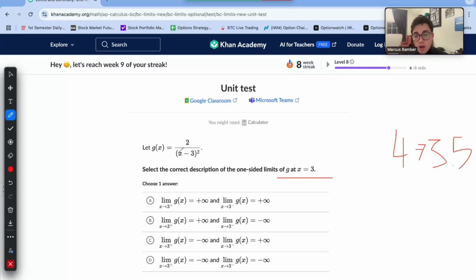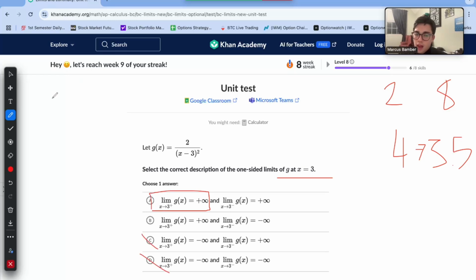So when we have 4 minus 3 is 1, squared is 1, 2 over 1 is 2. So we get 2 as the y value, and then for 3.5, we get 0.5 squared. 0.5 squared is 0.25, and 2 divided by 0.25 is 8. And you can see if you try 3.25, you're going to be increasing at an increasing rate. So that means as we approach 3 from the right, we're going to be approaching positive infinity as our y value. We can get rid of C and D.